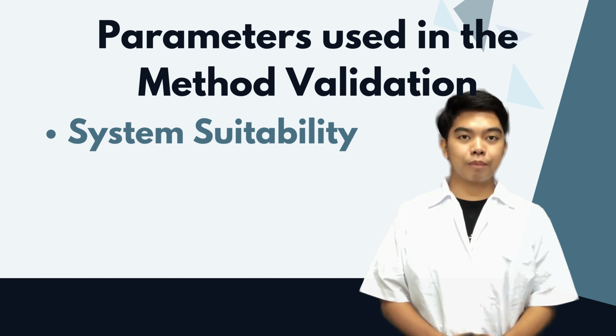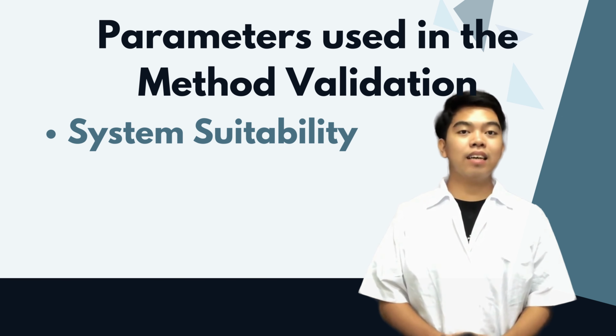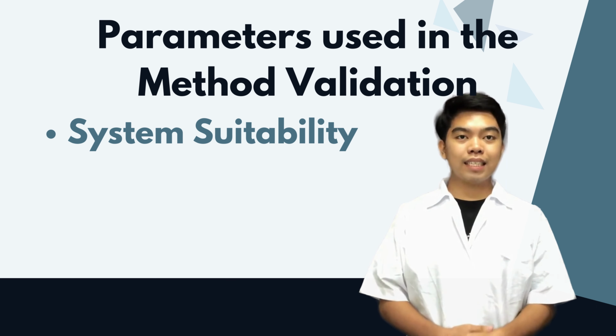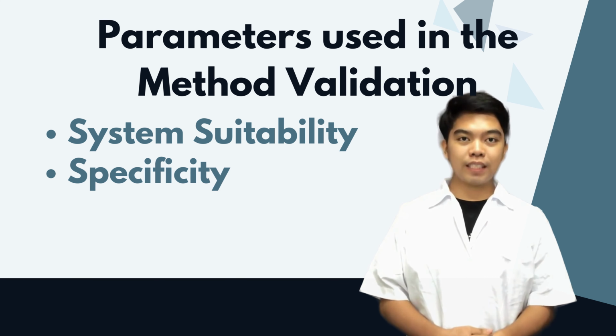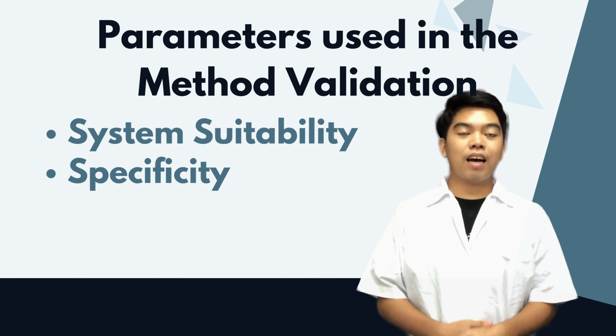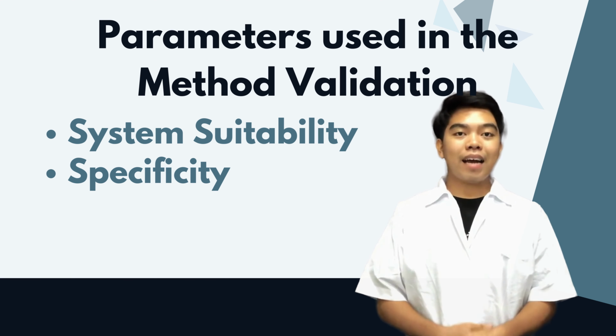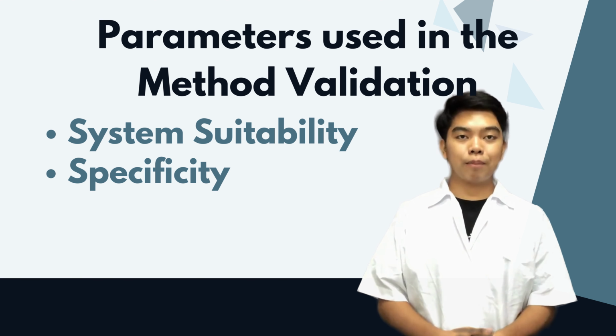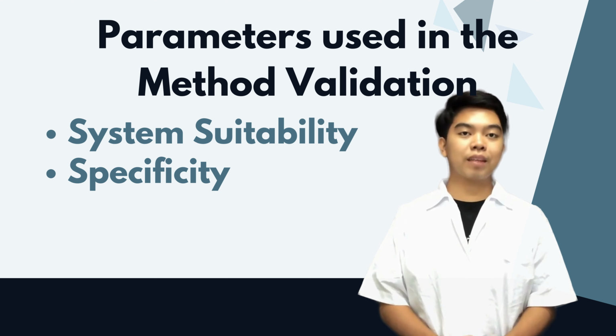System suitability. The system suitability testing checks if the chromatographic system is suitable for analysis. The method was used to analyze 6 THC samples. Results are then compared to unfiltered centrifuge sample. Specificity. The specificity of the method was determined by analyzing the standard solution and sample solution in the presence and absence of interfering substances.